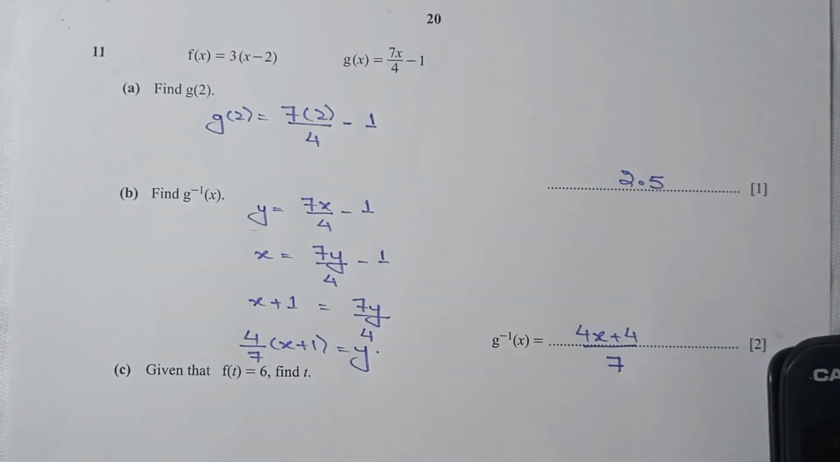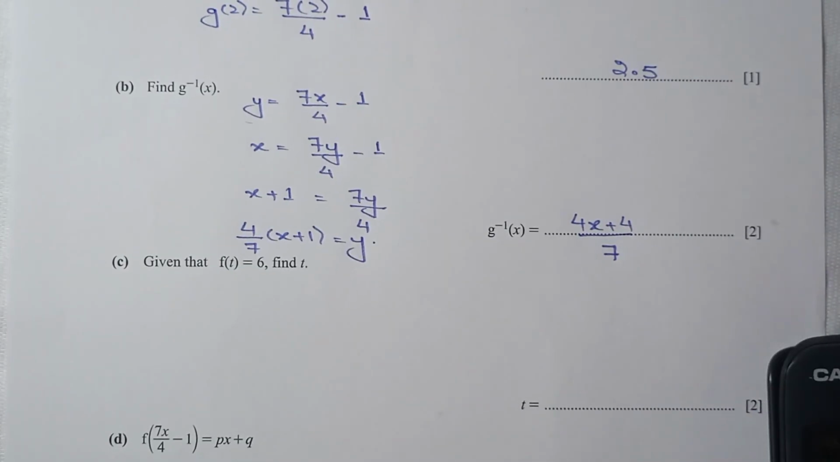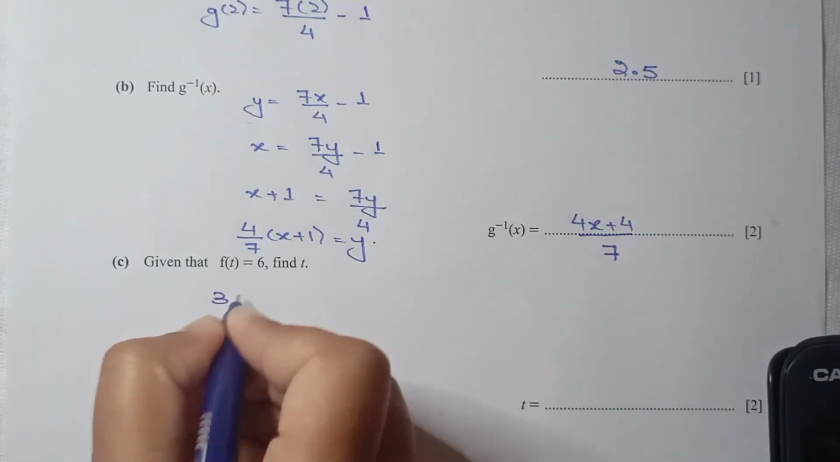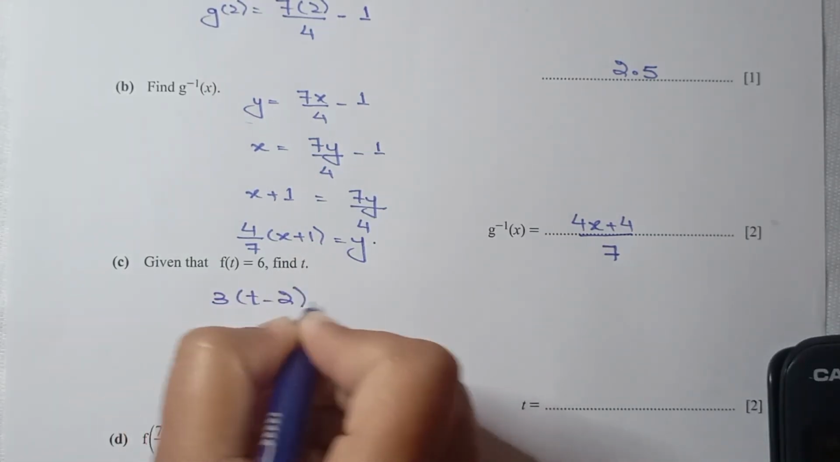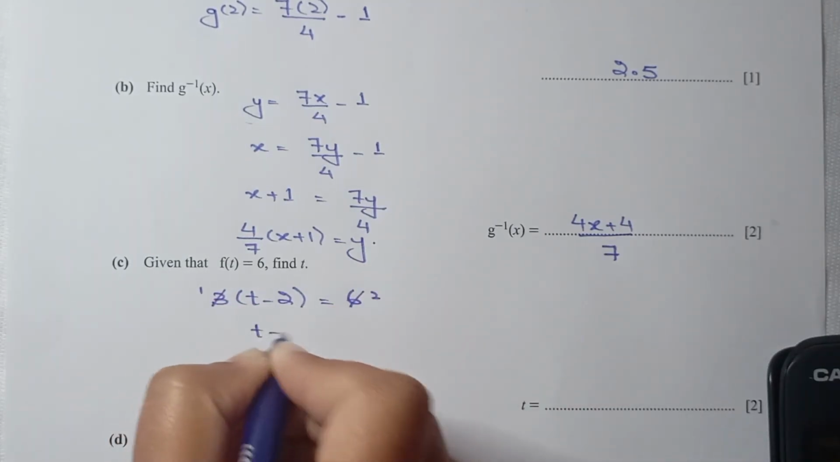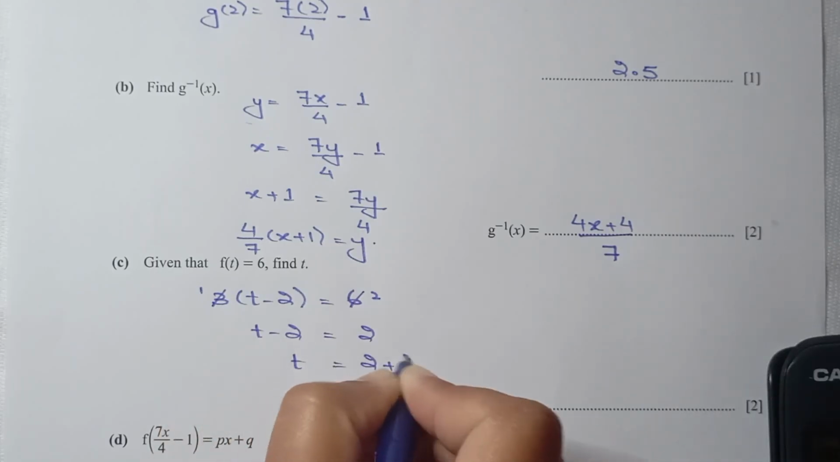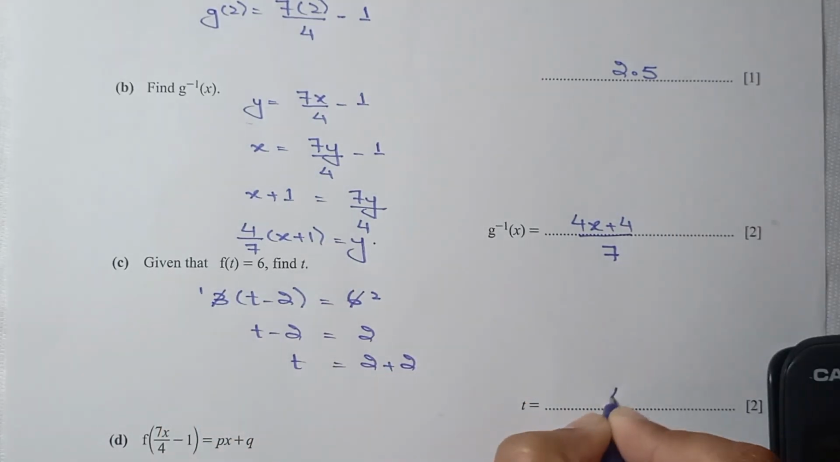Now for part C, given that f of t is equal to 6, find t. So what is f of t? 3 into (t minus 2) would be equal to 6. Now 3 times 1 is 3, 3 times 2 would be 6. So t minus 2 is equal to 2. So t would be equal to 2 plus 2. 2 plus 2 would be 4. So t value is 4.